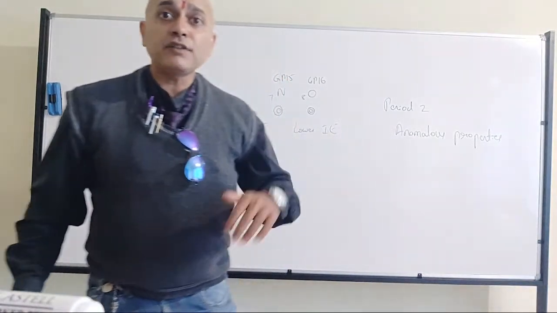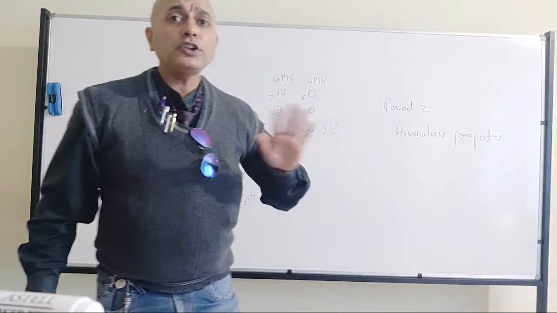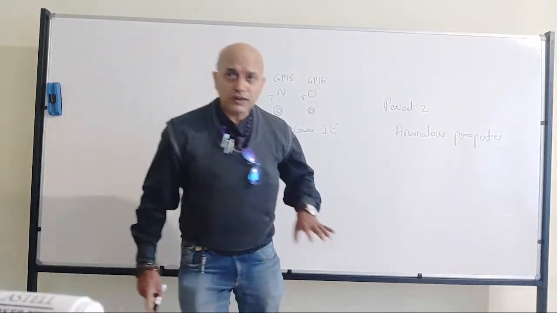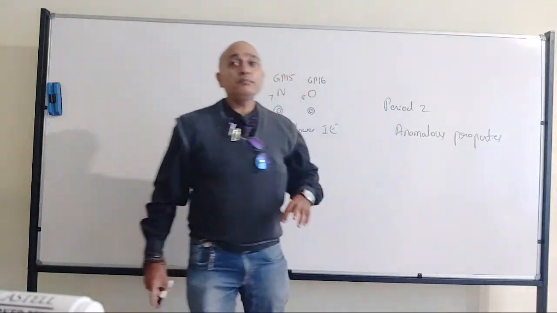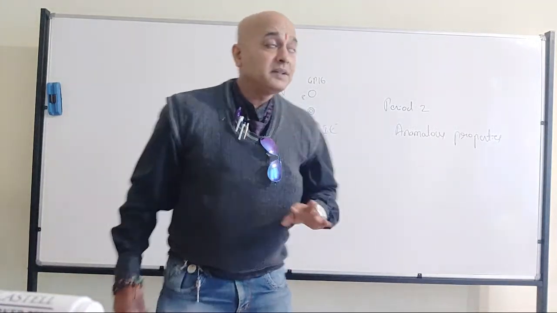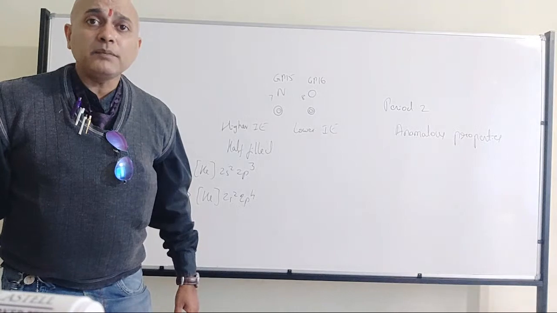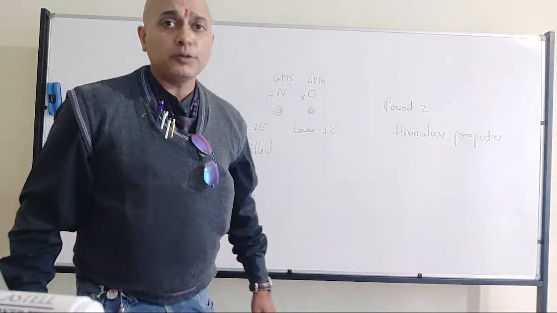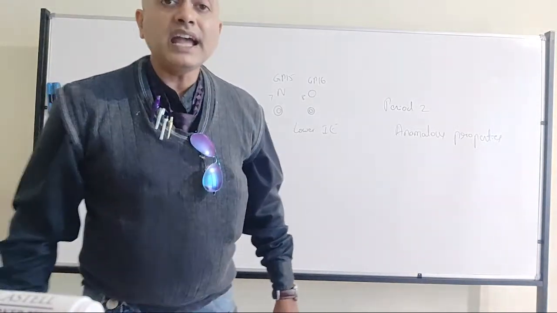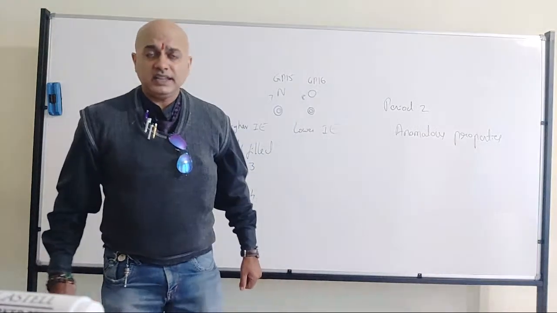Transition metals will start from period number 4. So we are not talking about period number 4; we are talking about the elements present in period 2. Those elements will have different properties compared to the rest of the elements in their groups. So that is called anomalous property.